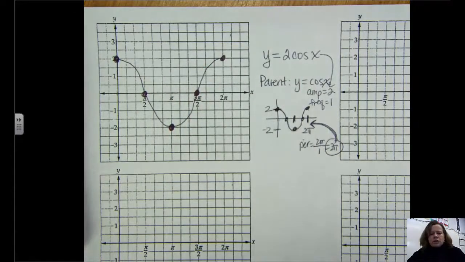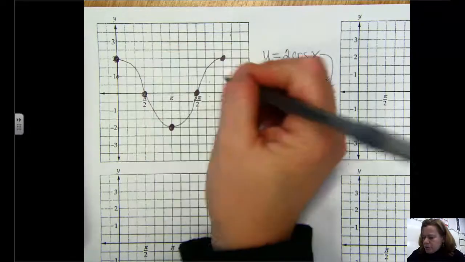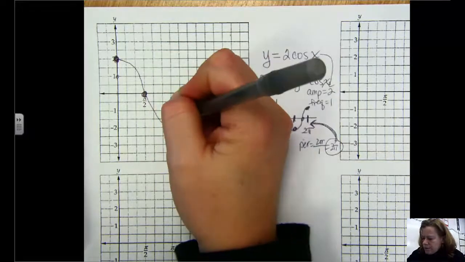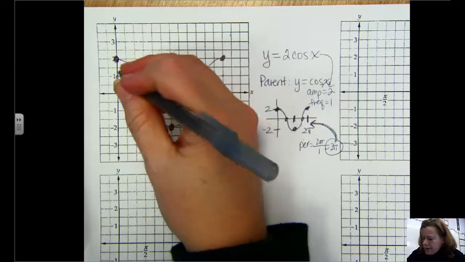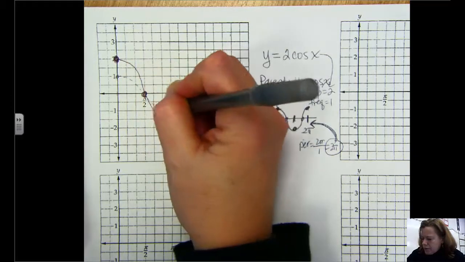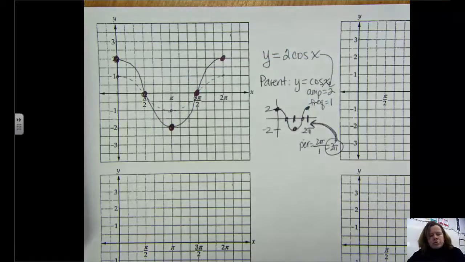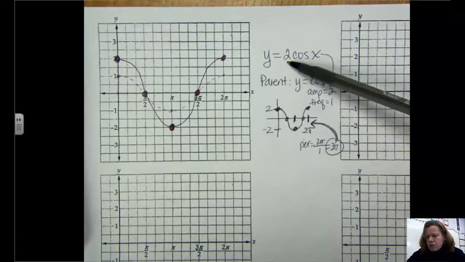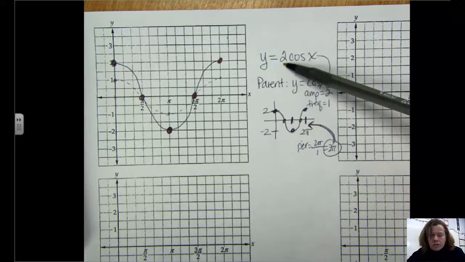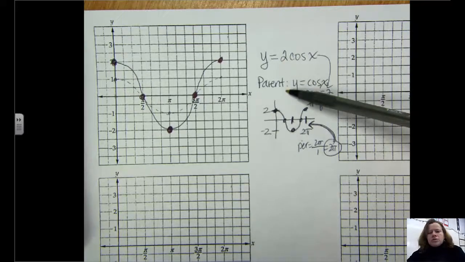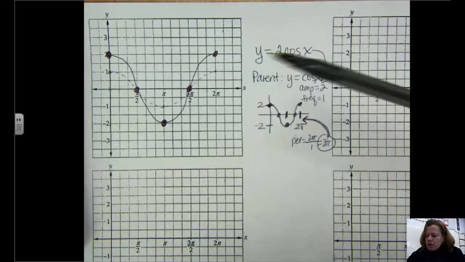Now real quickly, to make a connection to our whole transformations unit with our other parent graphs, the parent cosine graph, remember, looks like this. And with our x squareds and our cubics and square root parents, we talked about how a number out front was a dilation, and it still is. Math is consistent. We just have special vocab when we talk about trig. But this has certainly been dilated.